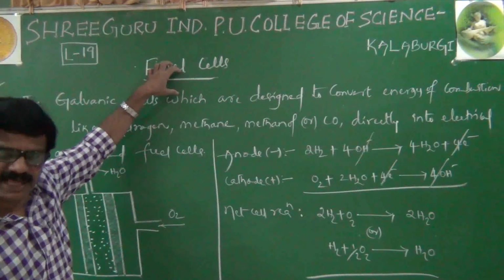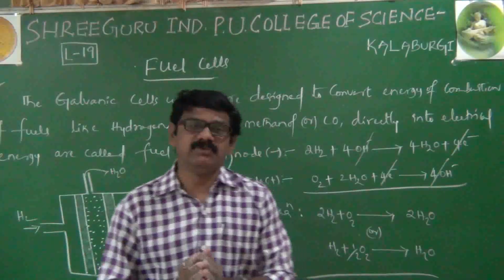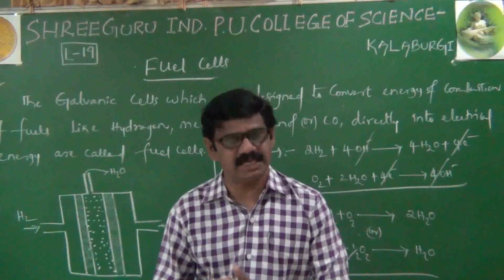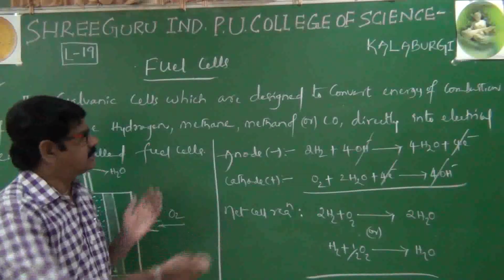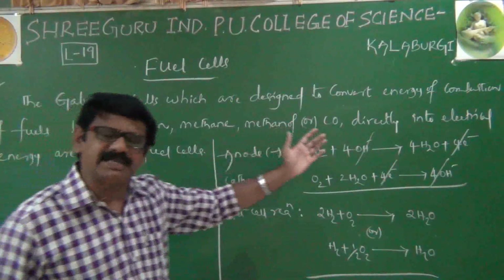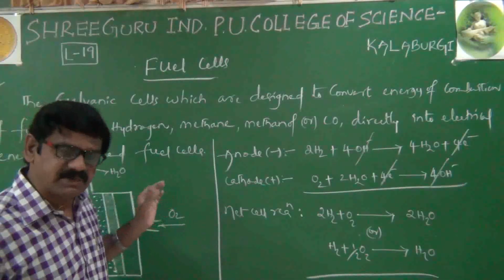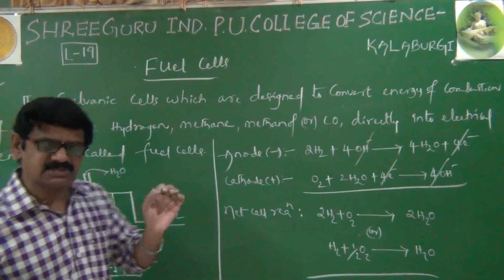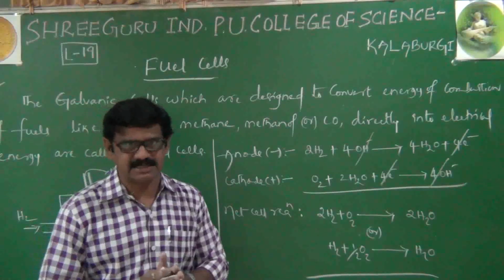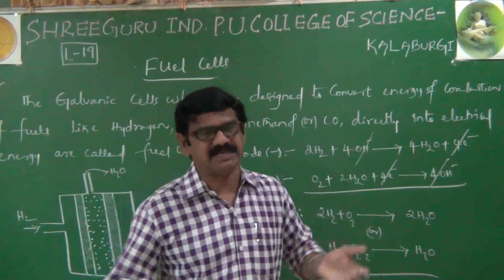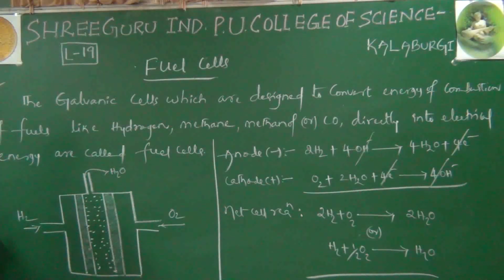According to our syllabus, we have to discuss the hydrogen oxygen fuel cell. But before that, generally if you use a direct process, only 40% of combustion energy will be converted into electrical energy. But when we use fuel cells, almost 70% of combustion energy will be converted into electrical energy. Means no more wastage of energy here. Now we will discuss the hydrogen oxygen fuel cell.